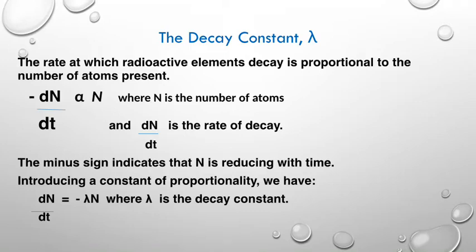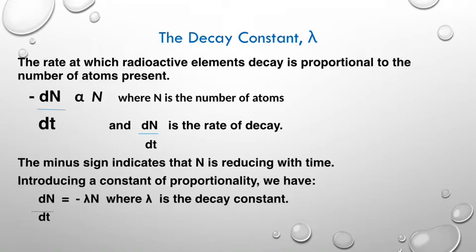N is the number of atoms. The ΔN over Δt is the rate of decay. The minus sign indicates that N is reducing with time. So that change is actually a reduction. That's why we have negative signs. It's like I'm talking about deceleration under mechanics as against acceleration.